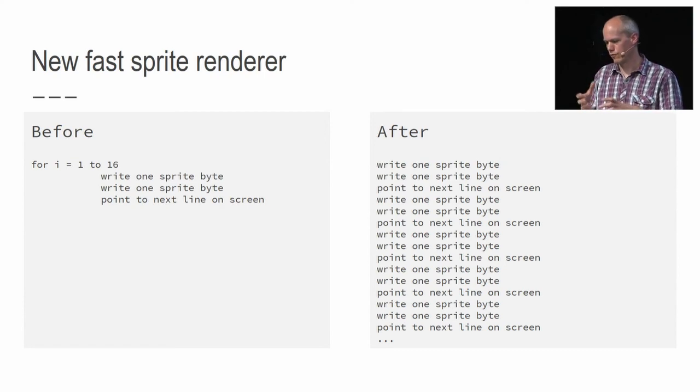That's OK, but actually you lose a little bit of overhead in managing the loop counter. So when you unroll the loop, all you do is rather than having one loop that's operated 16 times, you have the same piece of code copied 16 times. So we write one sprite byte, write the next one, point to the next line of the screen, then immediately the next byte, next line of screen. And this unrolling, again, saves us a few clock cycles.